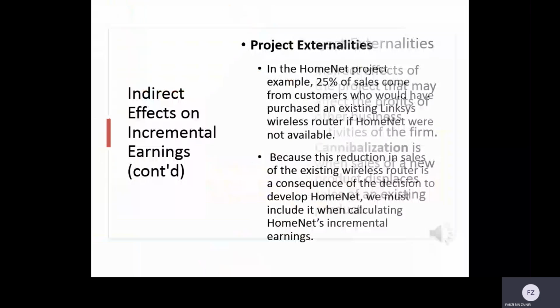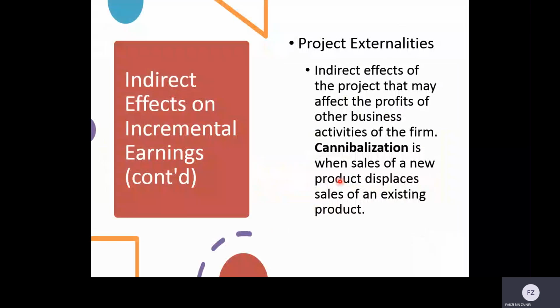Okay, let's look at other indirect externalities. Project externalities are indirect effects of the project that may affect the profits of other business activities of the firm, which we call cannibalization. Cannibalization is when sales of a new product displace sales of an existing product. Okay, let's look at the example here.